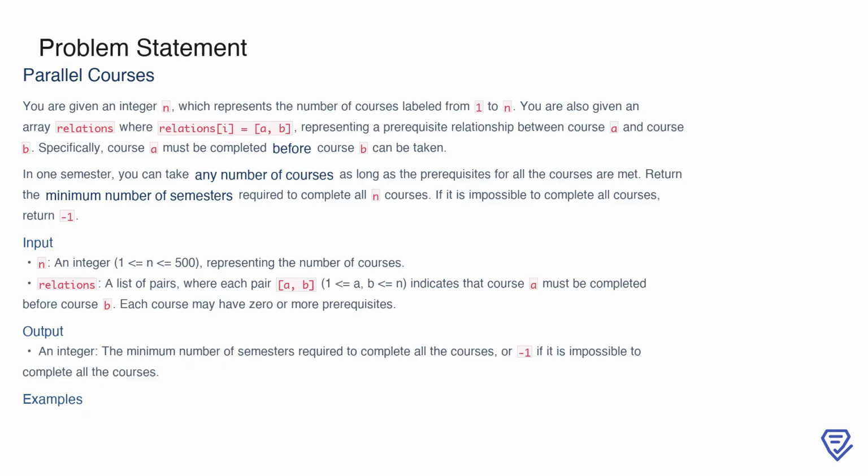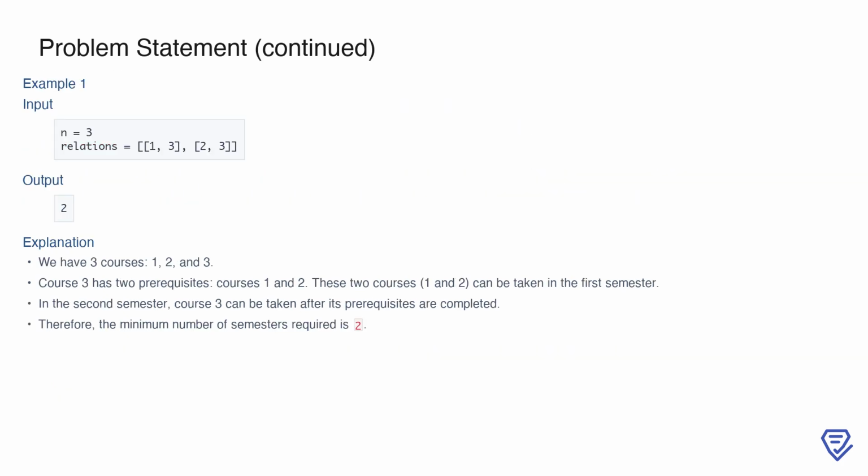However, if it turns out that it's impossible to complete all the courses due to conflicting prerequisites, we should return -1. The input includes the integer n, which represents the number of courses, and the relations array that specifies the prerequisites for some or all of these courses. The output will be an integer that either gives the minimum number of semesters needed or -1 if completing all the courses is not feasible. Let's go through an example to understand this better.